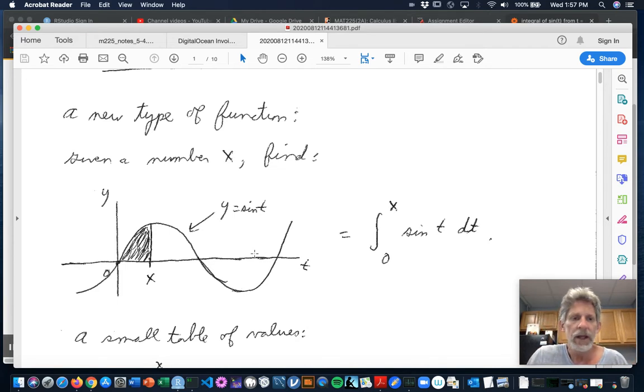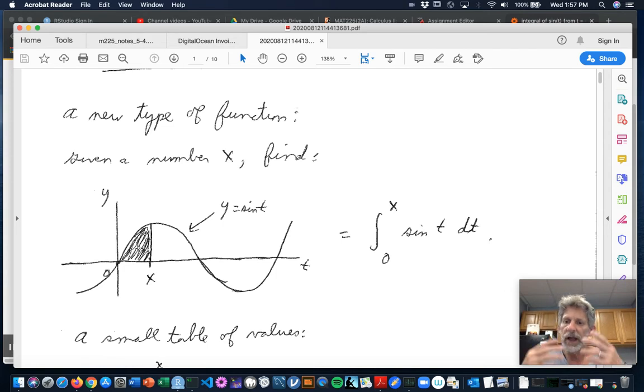Great. Now what I'm going to do is pick a real number x to sit somewhere on the t-axis. And I'm going to take the signed area under the sine of t curve from a starting number 0 up to the x. Okay? So it's that shaded area.